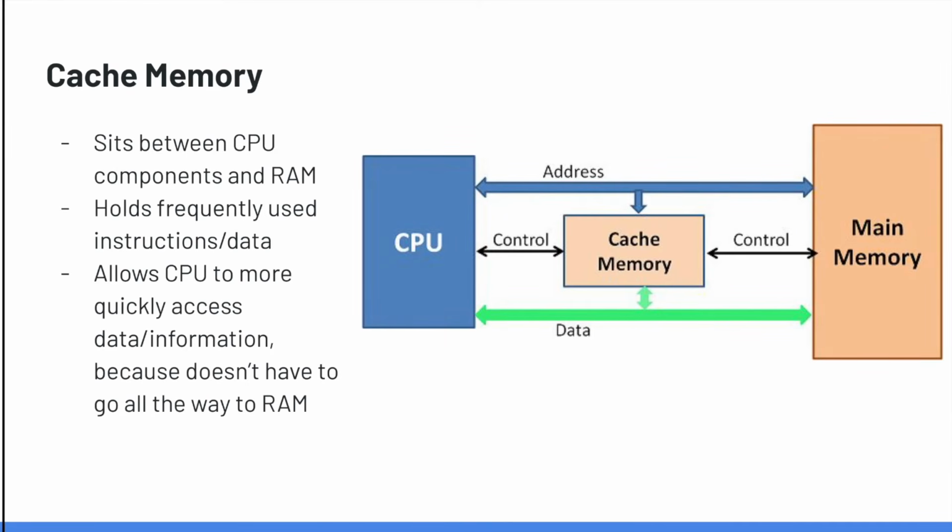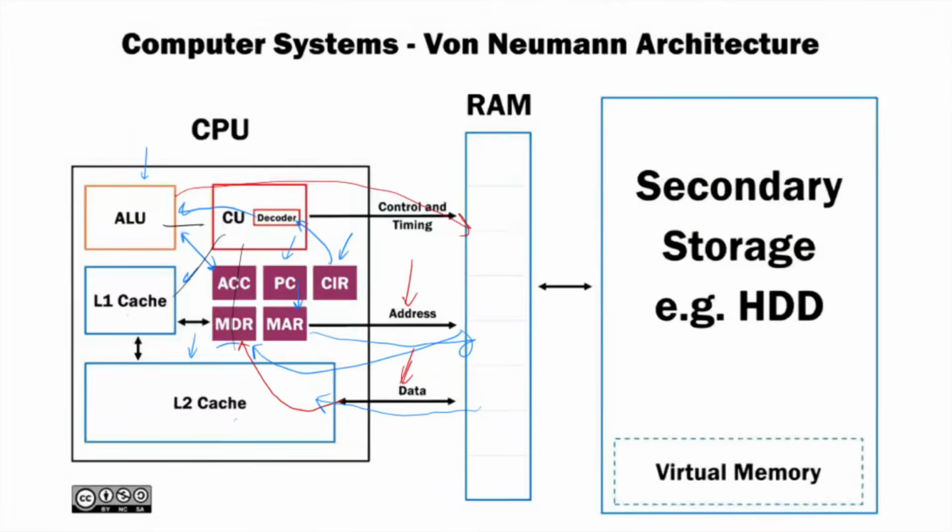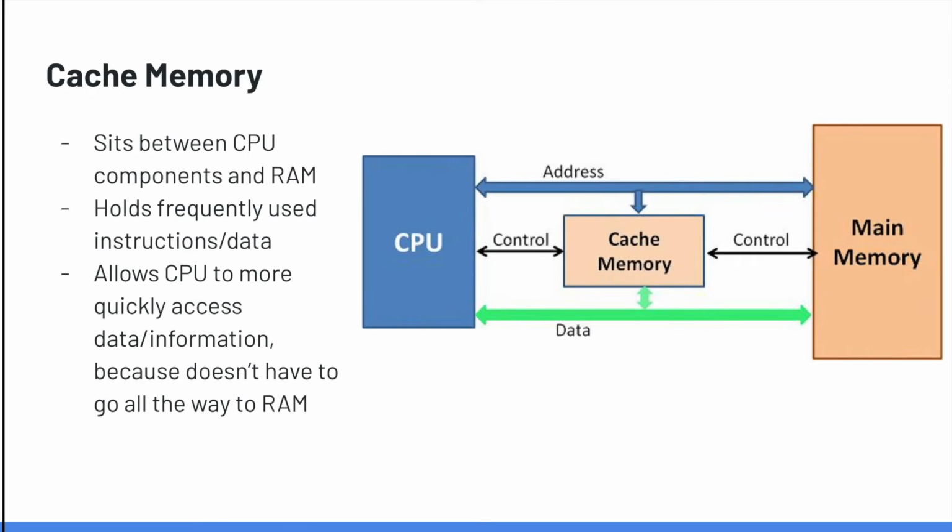Now the last factor we're going to talk about is going to be cache memory. We already talked about cache memory right here, the L1 and the L2 cache. What these do is sit between the CPU components and the RAM, and they hold frequently used instructions or data. As we said before, because the CPU doesn't have to go all the way to memory to get certain pieces of data or instructions, it actually increases the speed at which it can operate, because it has the instructions and memory sitting closer to it in cache memory, which is faster than RAM. So that's the last performance factor when talking about how quickly computers work.